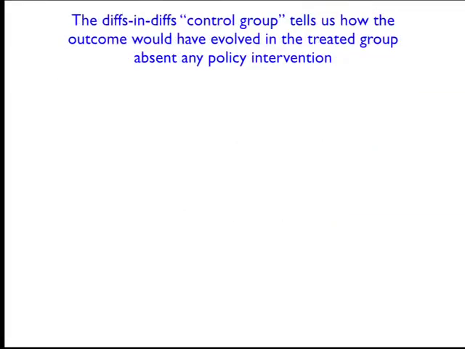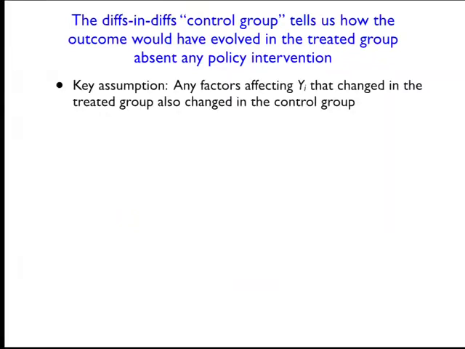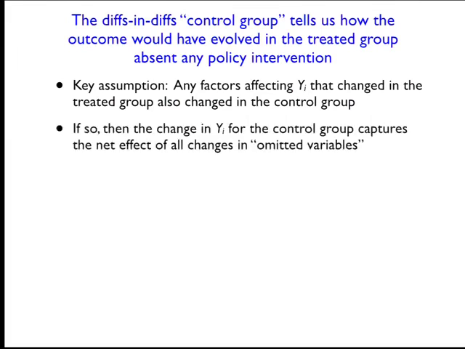So the idea here is that the control group is going to tell us how the outcome, which in this case is hospitalizations, would have evolved in the treated group absent any policy intervention. So there's this really important assumption, which is going to come up repeatedly in different contexts depending on the studies we're looking at. But the key underlying assumption here is that any factors that affect the outcome that change in the treated group also change by a similar degree in the control group. So if that's true, then basically the change in the outcome in the control group is going to capture the net effect of all of the changes of these omitted variables.